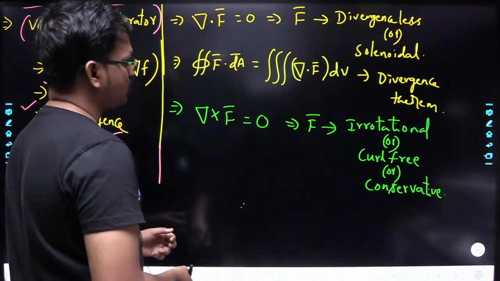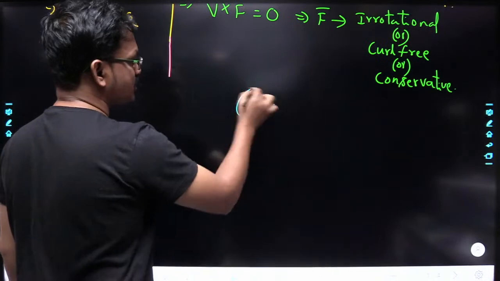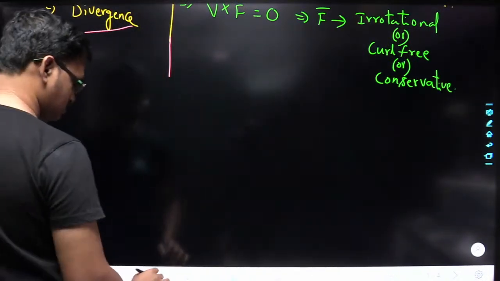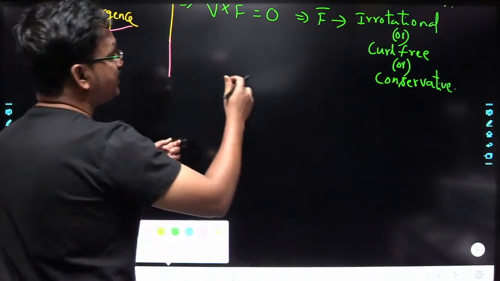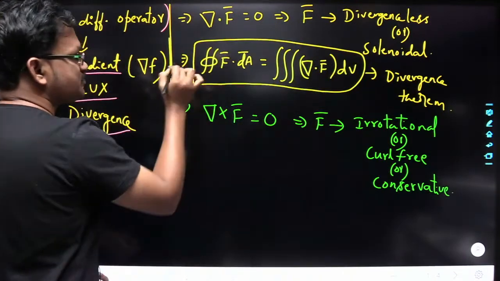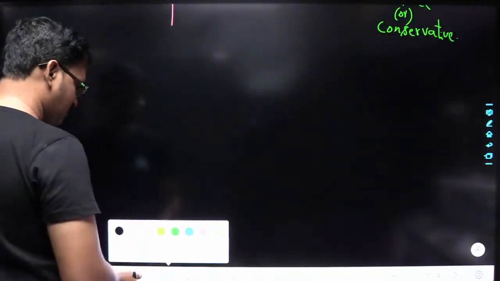Now I will just briefly explain Stokes theorem here. Here I have explained the divergence theorem, and now I will explain Stokes theorem in a brief manner.